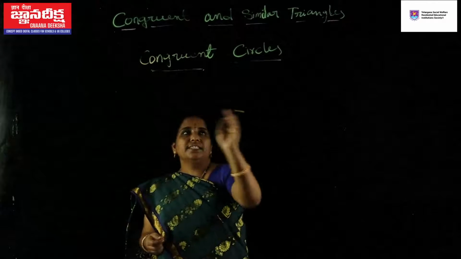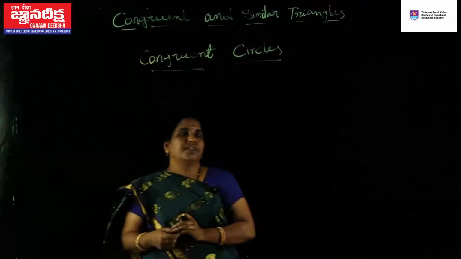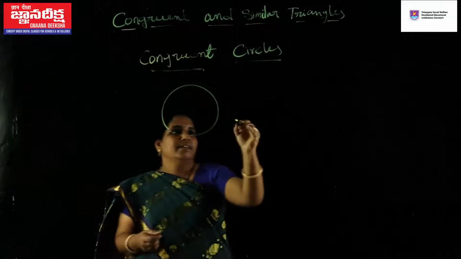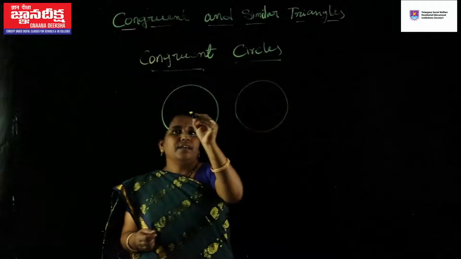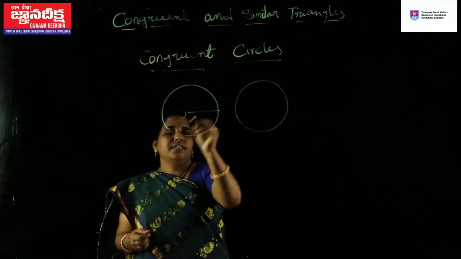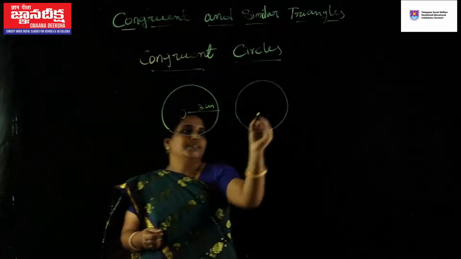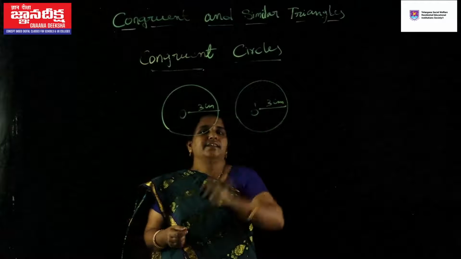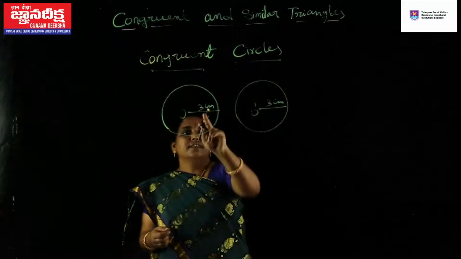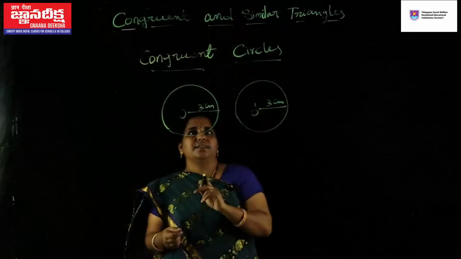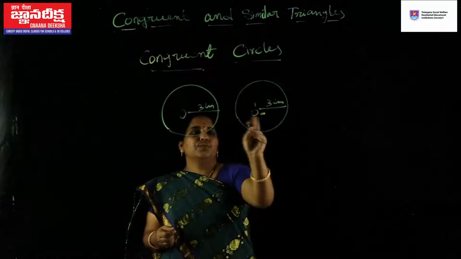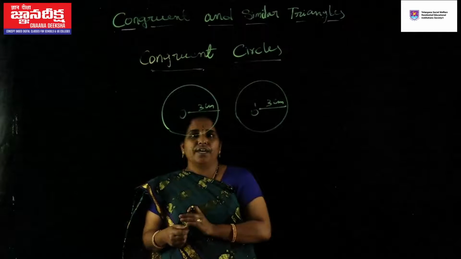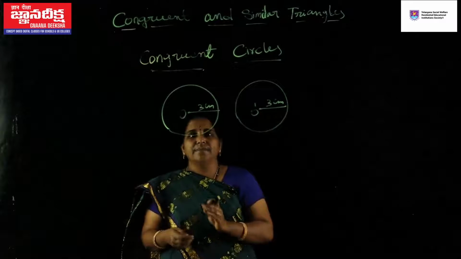Okay? Congruent circles. Let us see when two circles are congruent. Two circles are said to be congruent when the radii are equal. Let us take a circle with center O and radius 3 centimeters, and one more circle with center O dash and 3 centimeters radius. These two circles have the same radius, 3 centimeters and 3 centimeters. Therefore, we can say these two circles are congruent to each other. So, two circles are said to be congruent only when they have the same radius.